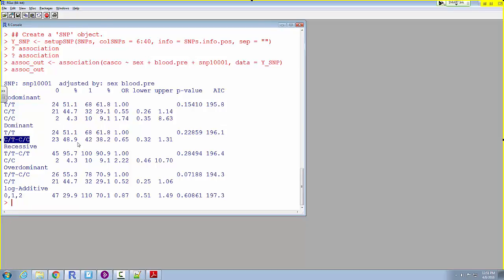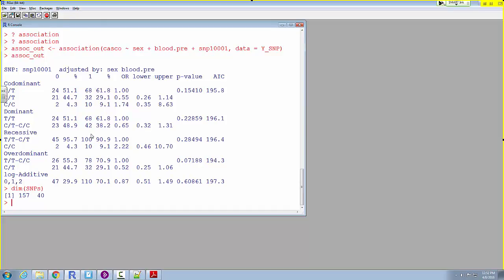So these numbers here are, among other things, the number of individuals who had one of these two genotypes. We have the number of individuals who had that genotype. 0, 1. So we have 82. We have 157 individuals. So what are these numbers? 24. 24 what?